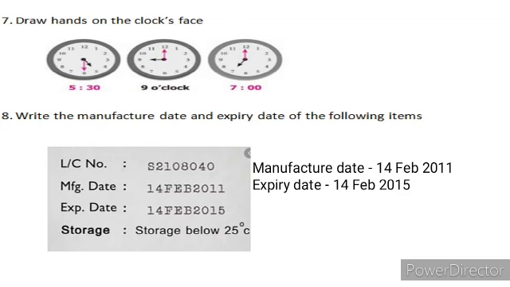Question number 2. 9 o'clock. So the smaller hand should face 9. Longer hand should face 12. Third sum, 7 o'clock. Smaller hand should face 7. Longer hand should face 12.